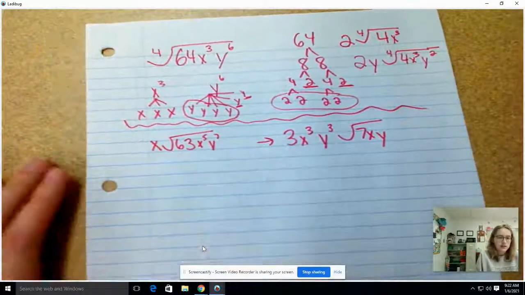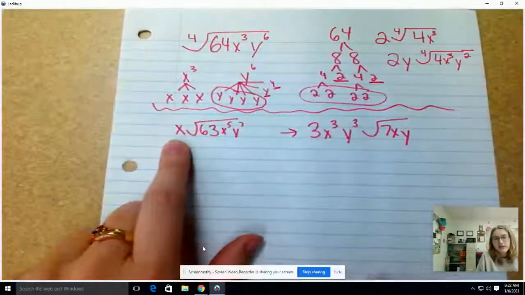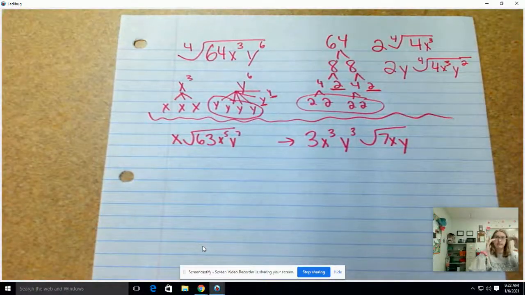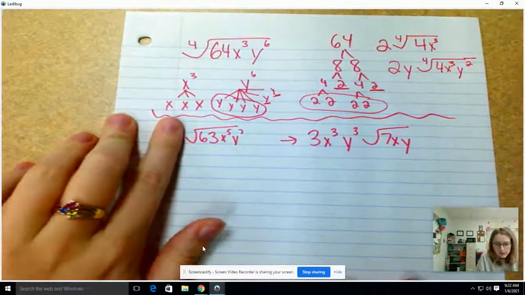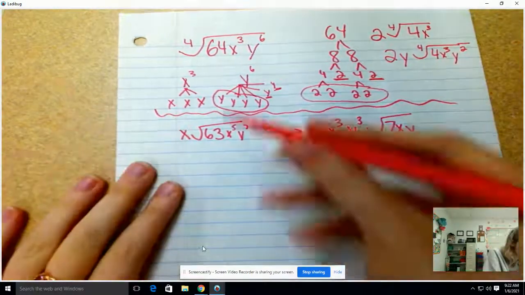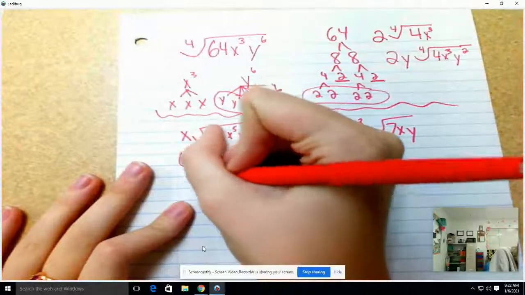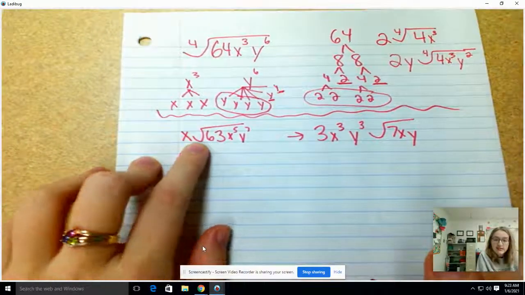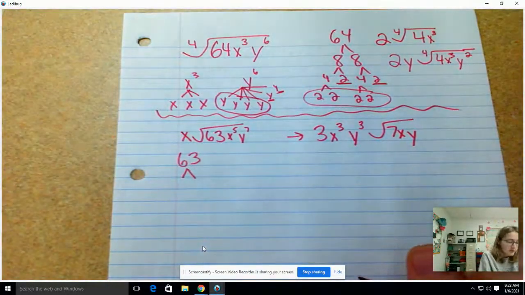So we have something on the outside here. This is kind of the only difference from that third assignment to this one, is you're going to have something on the outside. Don't worry about what's on the outside. Deal with that last. So the first thing we're going to do is start with our 63. And again, we don't have an index, so that means it's 2. We're going to be looking for pairs on this one.